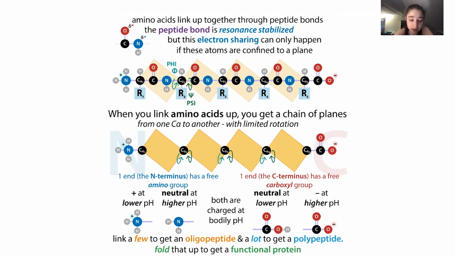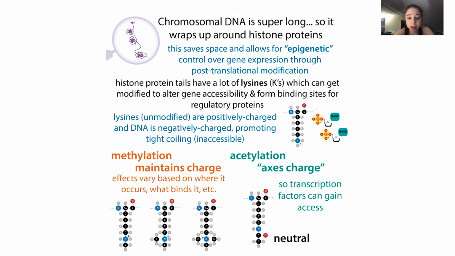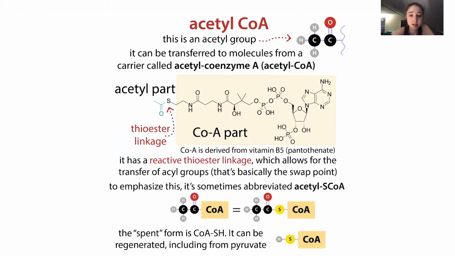And so you're not going to see that protonated, at least not past the one proton it already has. So that lone pair is not going to protonate, and so you're not going to have the charge. And since you're not going to have the charge, it's going to weaken the grip on the DNA and allow for access. So what is this acetyl group?